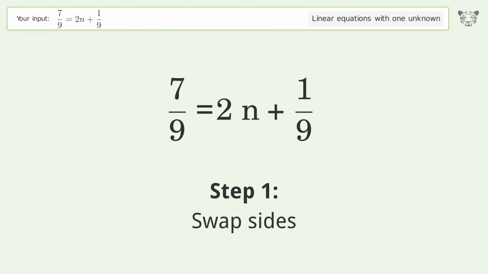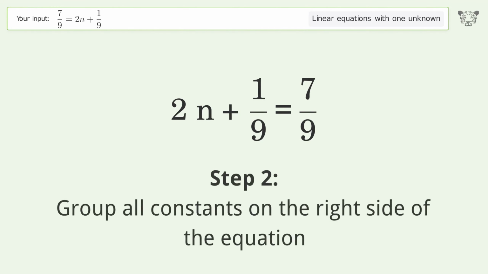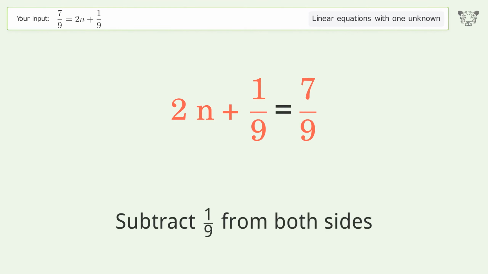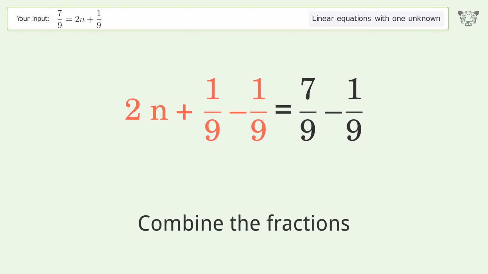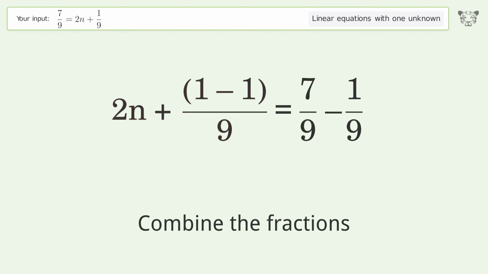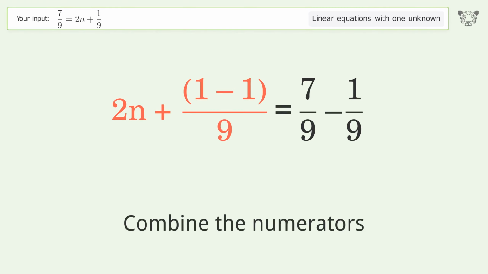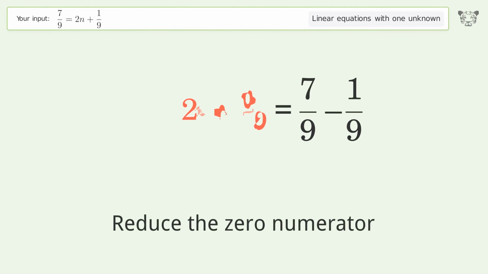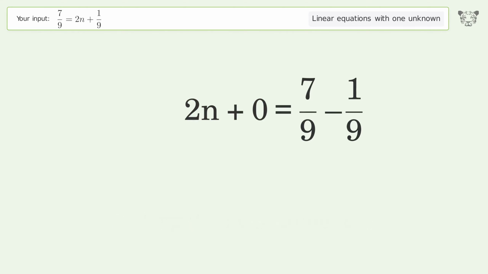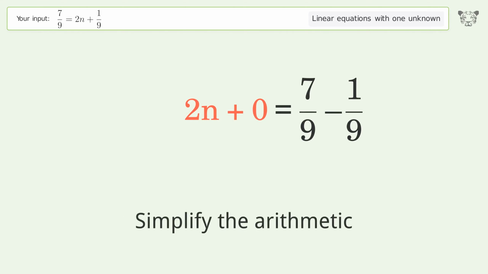Swap sides. Group all constants on the right side of the equation. Subtract 1/9 from both sides. Combine the fractions. Combine the numerators. Reduce the zero numerator. Simplify the arithmetic.